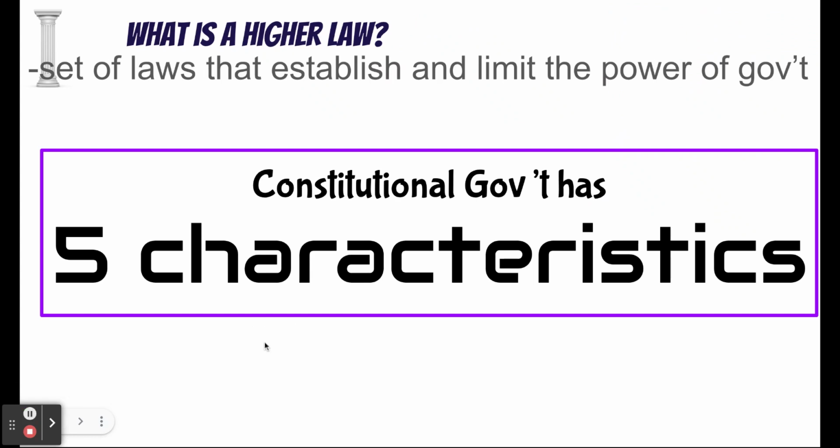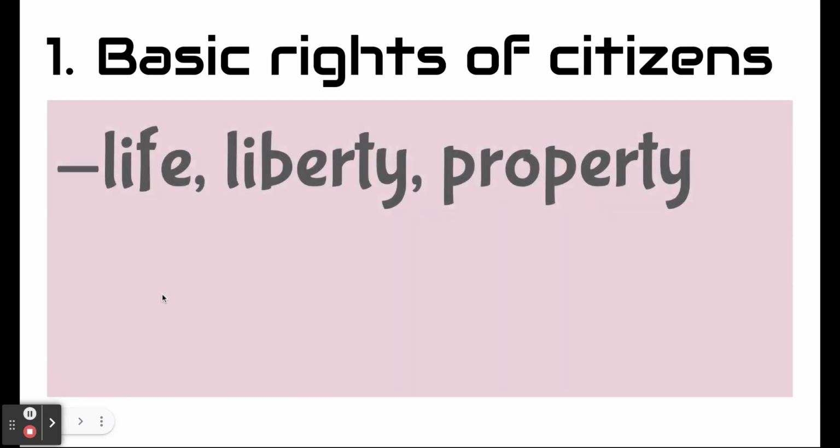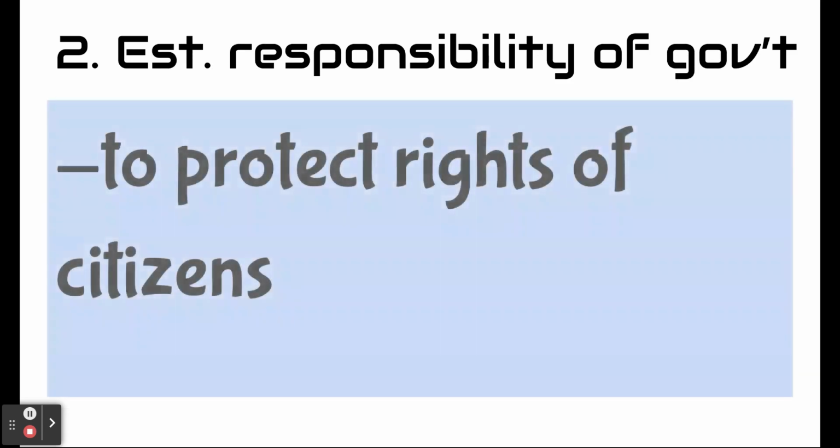And finally, the other secondary question, you're going to have a little bit more for this one, by the way. A higher law. It's a set of laws to establish and limit the power of government. And within this, I'm going to have 5 characteristics. Number 1, basic rights for citizens: life, liberty, property. You can add a fourth one, pursuit of happiness. Number 2, the establishment of the responsibility of the government, and that is to protect the rights of the citizens.